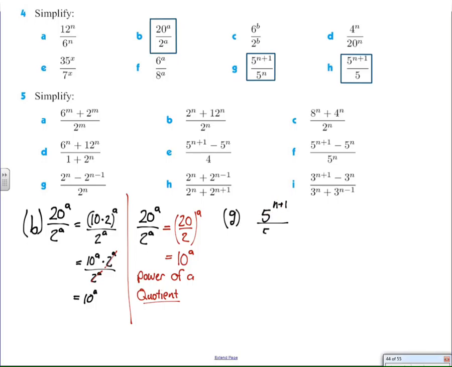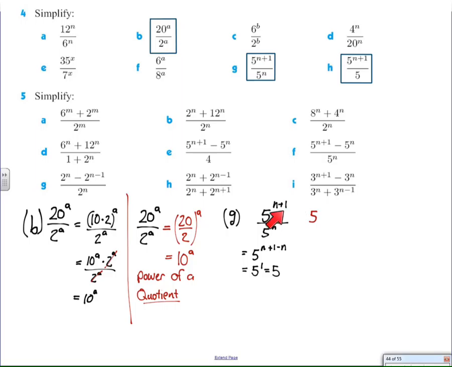5 to the n plus 1 over 5 to the n. Looking at this one way, we can observe 5 to the n plus 1 is really 5 to the n plus 1 minus n. That is to say, if you divide two numbers of the same bases, you subtract the exponent. So this is the quotient rule, not power of a quotient, but the quotient rule, and then n minus n is 0, so we're left with 5 to the 1, or just 5.